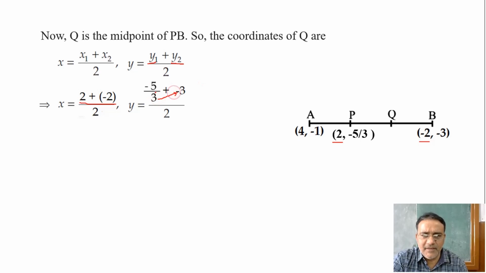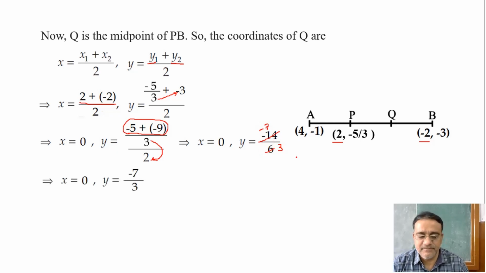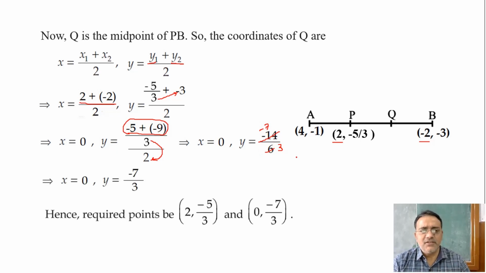For the second part, -5/3 plus -3, we have to take the LCM. That gives (-5 plus -9)/3, which becomes -14/3, and with the division by 2 it is -14/6. Then simplify it: dividing by 2 gives -7/3. So we got (0, -7/3). So hence these are the two required points.